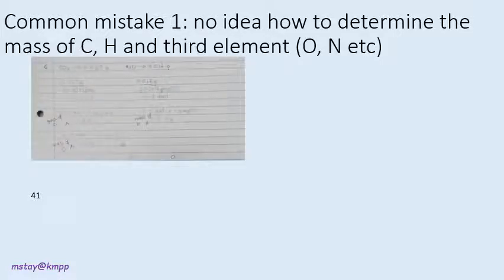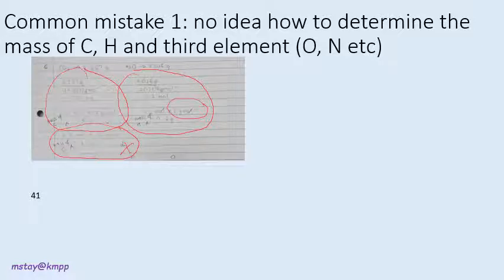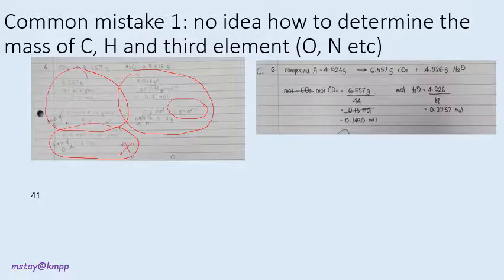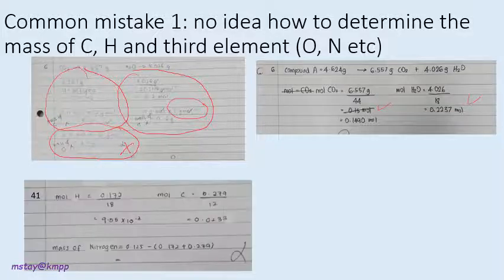Okay, student A looks like they have an idea how to determine the mass of carbon and also the mass of hydrogen. Later we are going to discuss that there is another mistake here. But student A has no idea how to determine the mass of oxygen. Next, student B can find the number of moles, but has no idea how to determine the mass of carbon and hydrogen. While student C looks like they have an idea how to determine the mass of nitrogen.